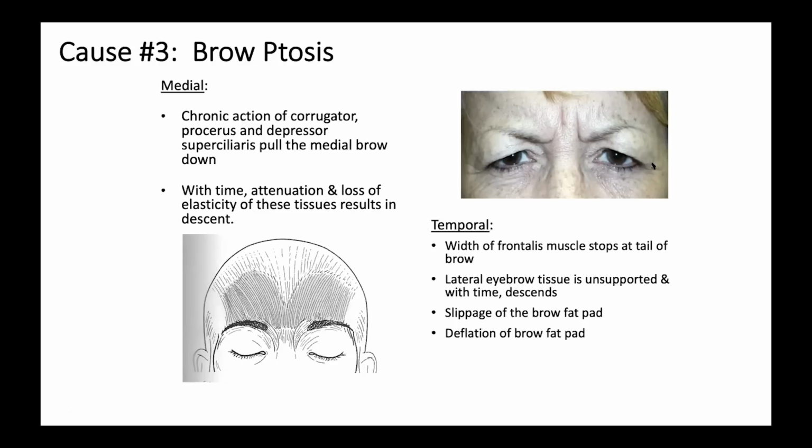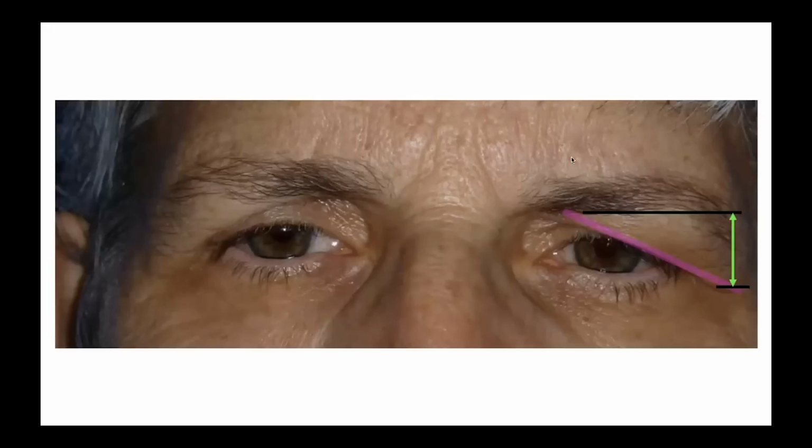One of the clues that this is brow ptosis rather than dermatochalasis is that we can see that the hood actually extends past where the upper lid and the lower lid come together at that lateral canthus. When the hood extends past there, typically it's the eyebrow that's causing the trouble. Again, just an example of brow ptosis.